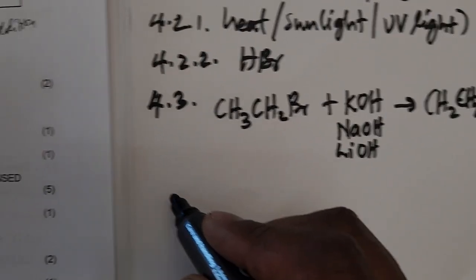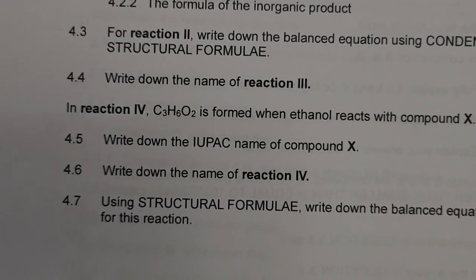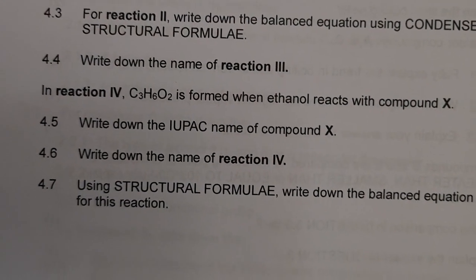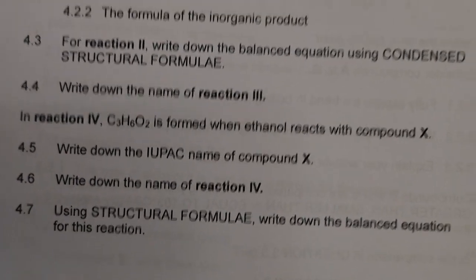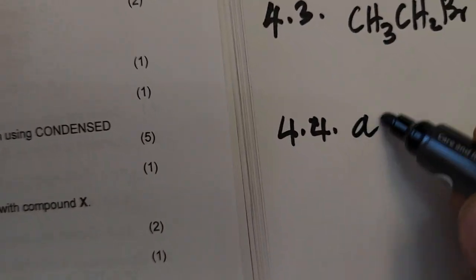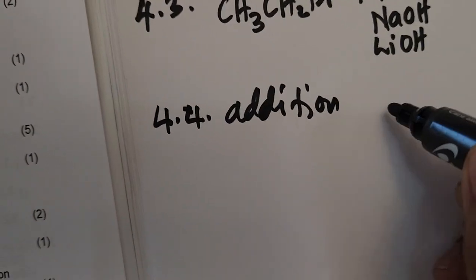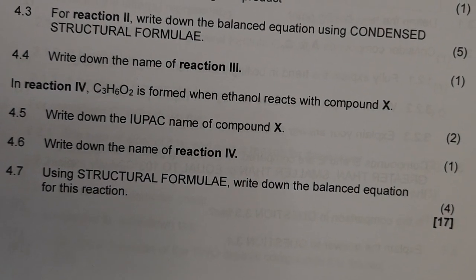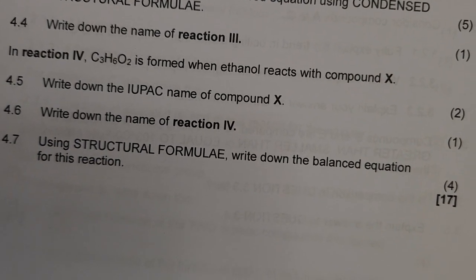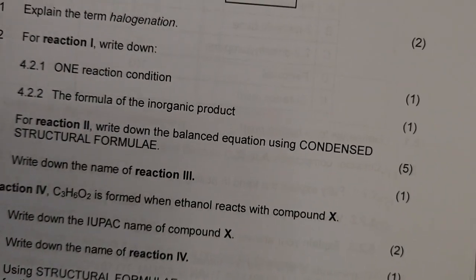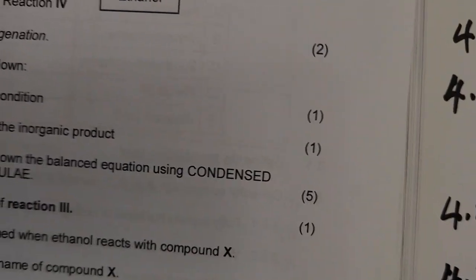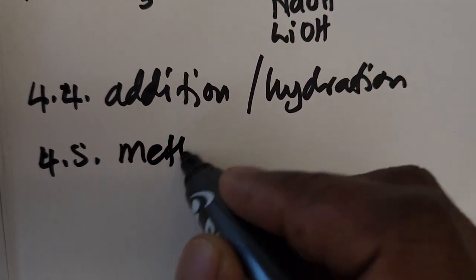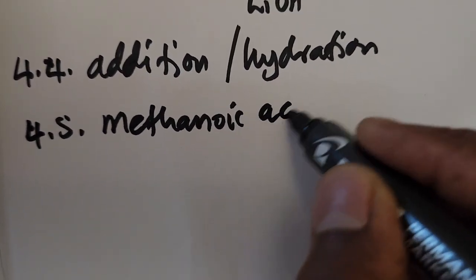Fine. No problem. Let's go to 4.4. Write down the name of reaction 3. We agree reaction 3 is just addition. Unless you want to show the examiner that you know more than addition, you can now write hydration. It's fine. That also is acceptable there. 4.5. You are requested to write down the IUPAC name of X. Compound X, we have already said we need an acid which is only providing 1 carbon. An acid with 1 carbon will be your methanoic acid. Methanoic acid. Fine.